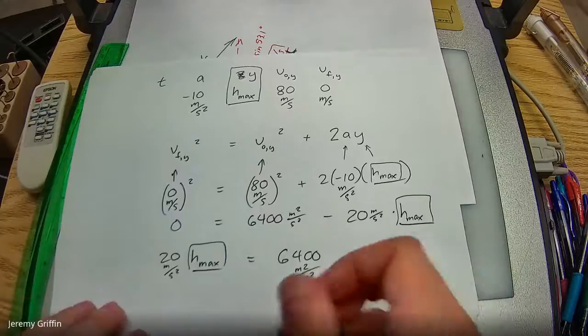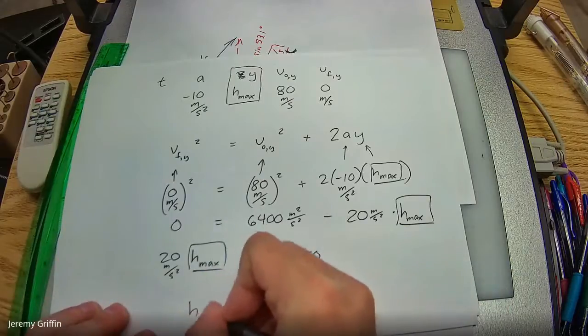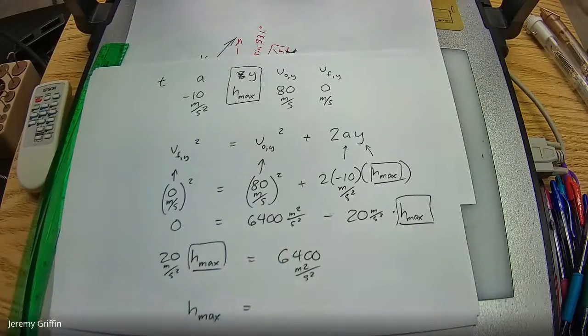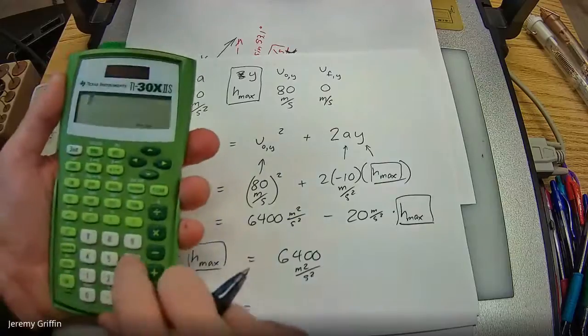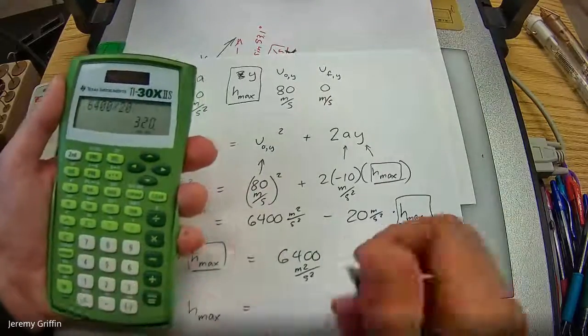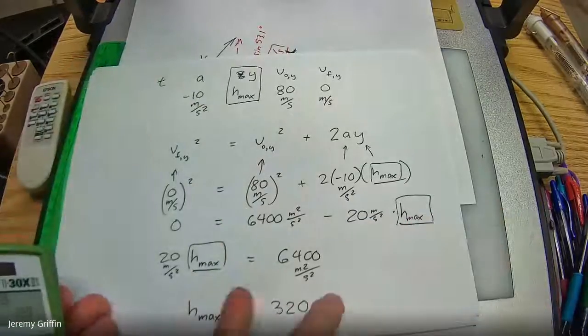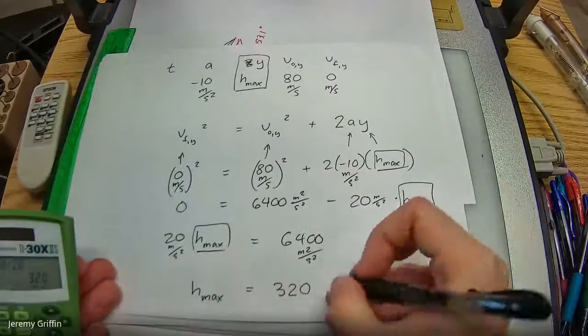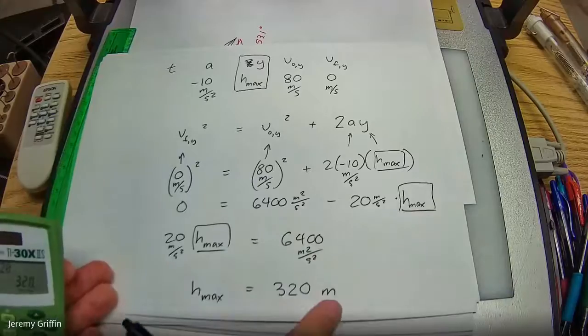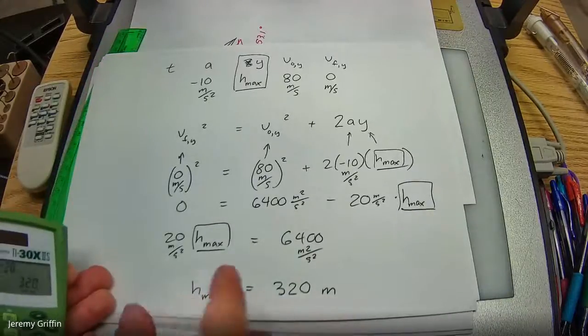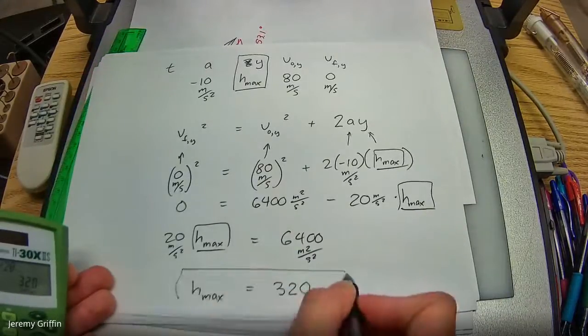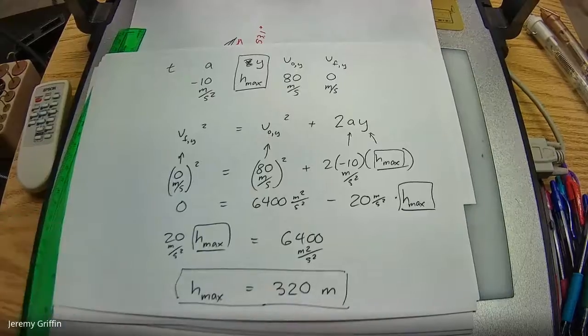One of the meters cancels. Divide both sides by 20. That's 6,400 on 20. So the number is 320. And the only unit left on the board once you do all the unit canceling ends up being meters, which definitely makes sense because meters could measure a height. Exactly what we're looking for.